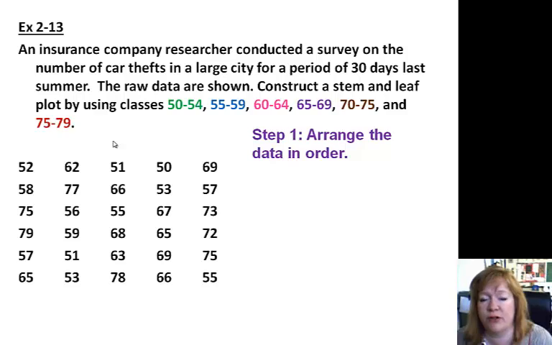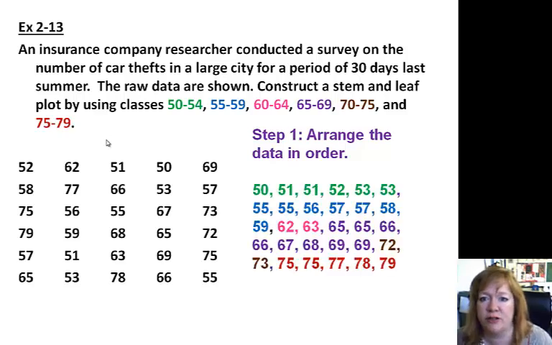So the first step, arrange the data in order. This one might be a pretty good idea, although I probably would go ahead and put the 5s, 6s, 7s, 5, 5, 6, 6, 7, 7, and just go through the data and put them in the plot to begin with, and then put it in order. I think that's a shorter way to do it.